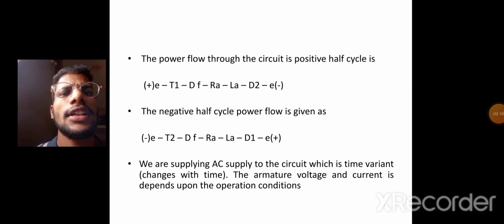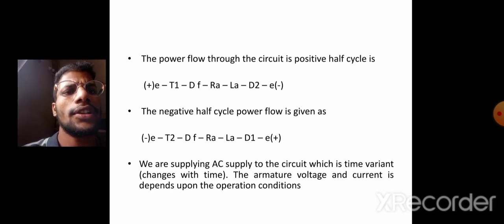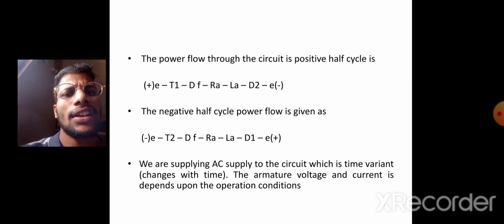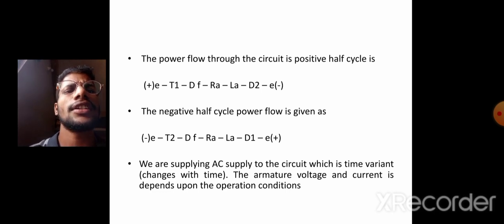In the positive half cycle, the power flows from positive to T1 to the freewheeling diode, and the resistance and inductance, to D2 and the negative of the terminal. And in the negative half cycle, the power flows from the negative of the terminal to T2, the thyristor, and the diode, then the resistance and inductor, and D1 and the positive of the terminals. We are supplying an AC supply to the circuit, which is time variant. The armature voltage and current developed depend upon the operating conditions.